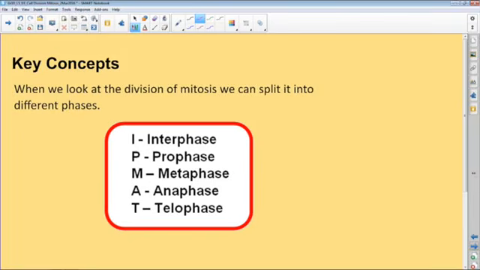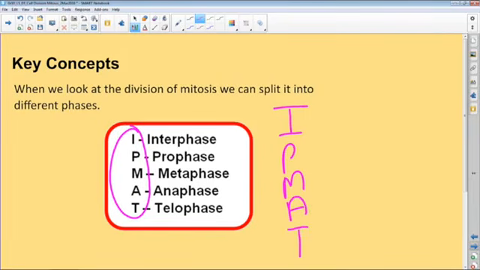Okay, so I want you to remember IPMAT, right? I-P-M-A-T. Now, I stands for interphase. Then I'm going to go to prophase, then to metaphase, then to anaphase, and then to telophase. Now, you have no idea what they are, but all I'm going to show you now is we're going to look at this whole process.